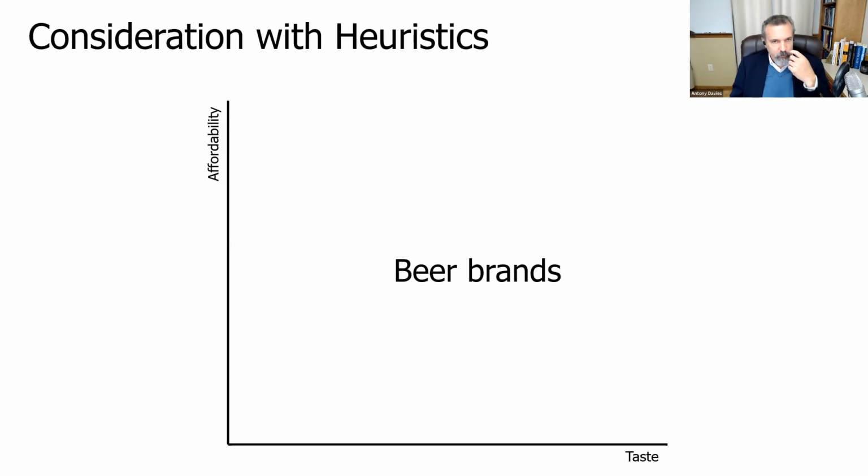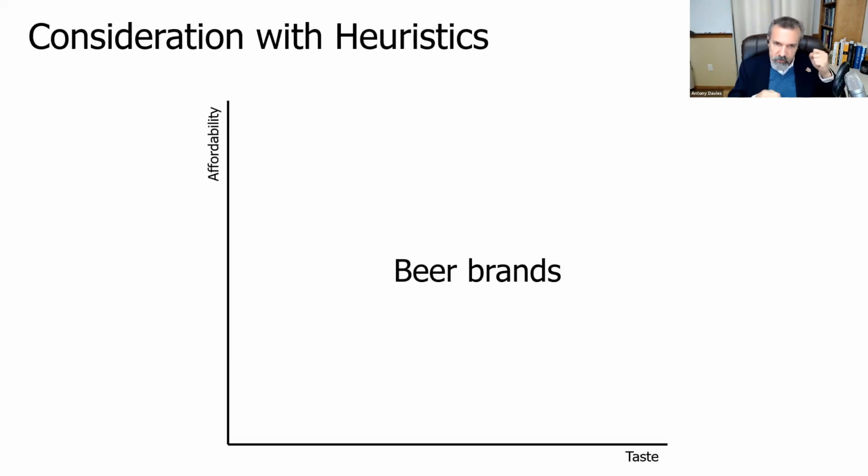So I'll show you a couple of heuristics, and there's a whole bunch of these that people will use when they're making choices, but I'll show you a couple of heuristics with respect to a couple of things. Think about beer brands first. And what I'm going to do here is draw a map of the consumer's mind.